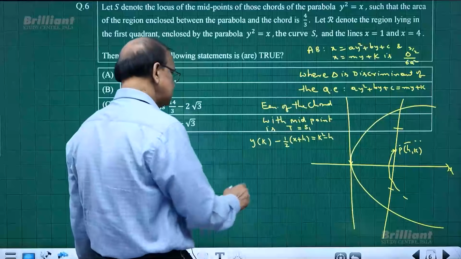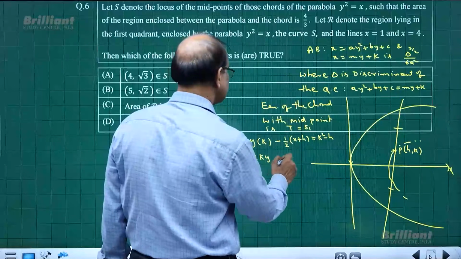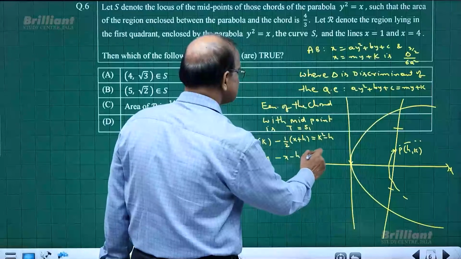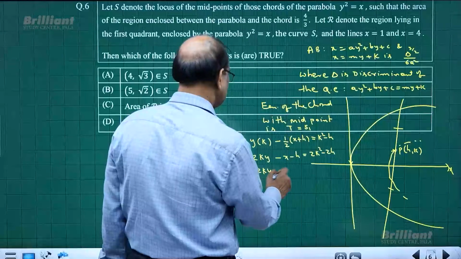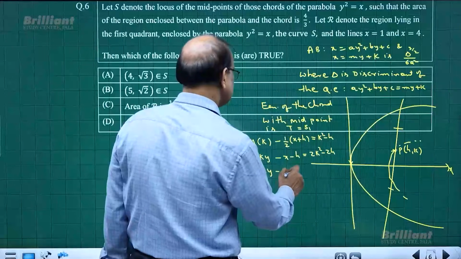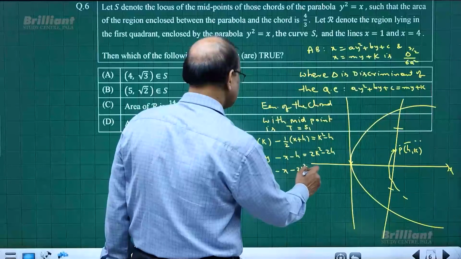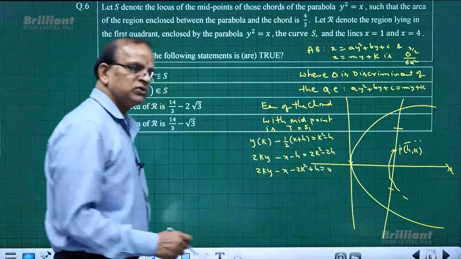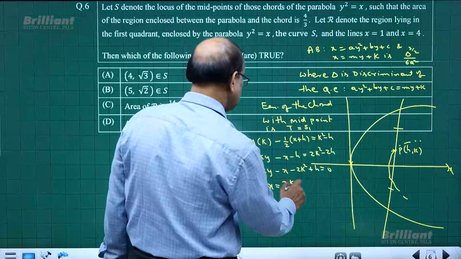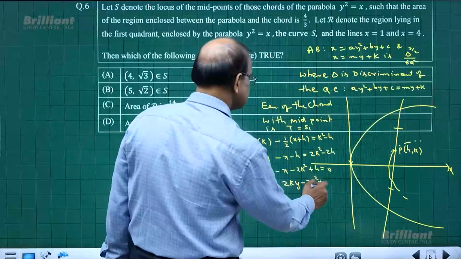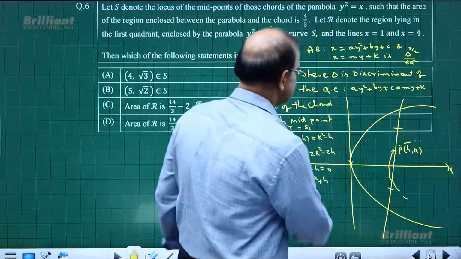So now from here, 2ky minus (x minus h) equals 2k square minus 2h. So 2ky minus x, right, minus 2k square and plus h is equal to 0. So from this, what is the x value? x is equal to 2ky minus 2k square plus h. Right. Now the area is bounded by y square equal to this and x equal to this.